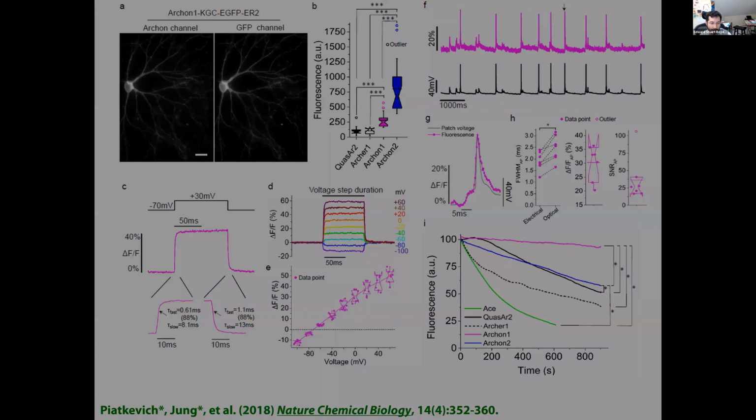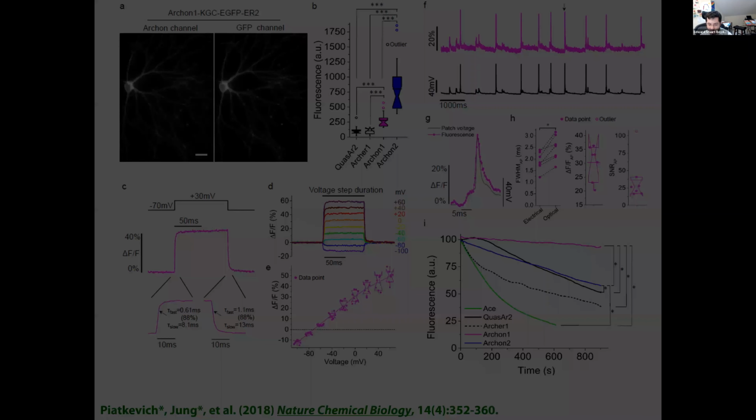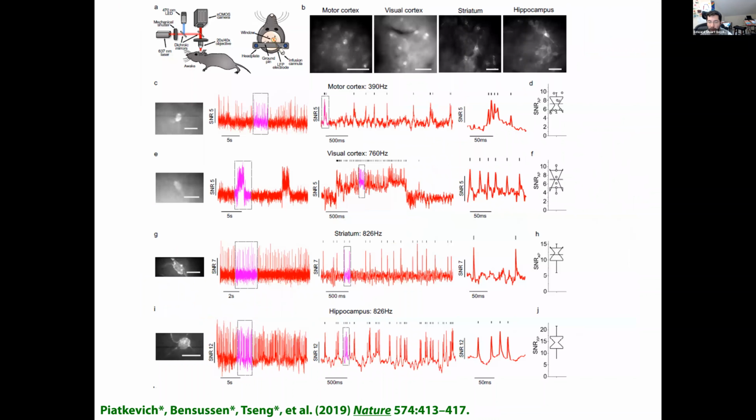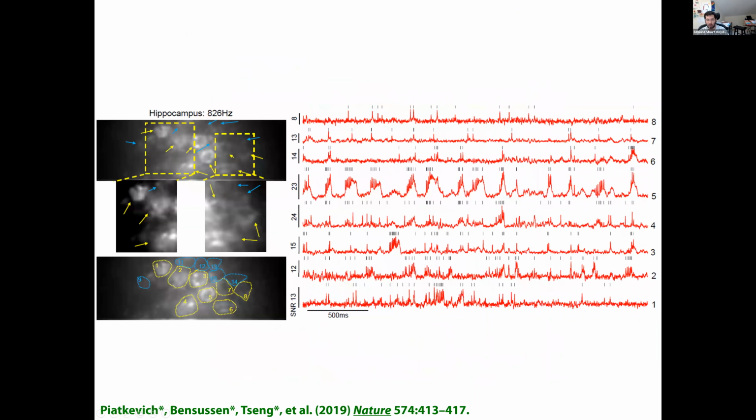Collaborating with Shu Han's group at BU, Kirill Pyakovich, Seth Bensussen, and Juan Sang worked together to use this molecule, which we call Archon, in the living mouse brain. We use a simple microscope shown in the upper left. We genetically express this molecule in neurons in different brain regions. And as you can see, we can look at neural activity in multiple brain regions, the cortex, the striatum, and the hippocampus. Because it's imaging, we could see many cells at once. Here are 8 cells active on the right from the mouse brain in an awake behaving mouse.